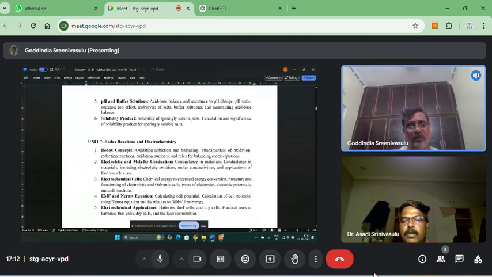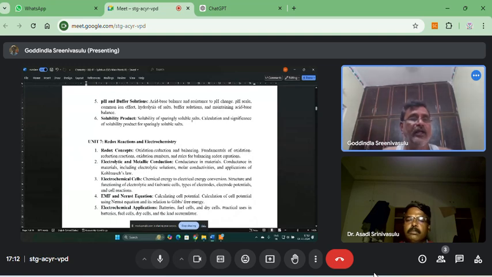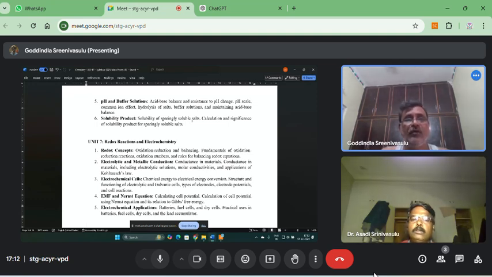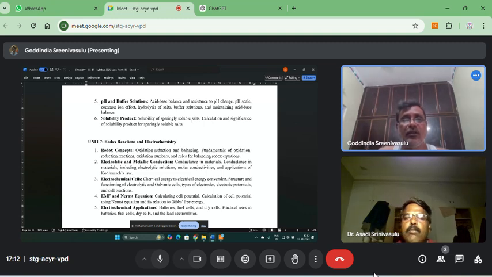Then pH. pH is a measurement of the concentration of the hydrogen ion. pH is equal to the negative logarithm of the H plus concentration. And a buffer solution is a solution which causes no change in the pH, even for small changes. So this is acid-base balance, resistance to pH change. The pH scale is between 1 and 14. 7 represents neutral, less than 7 represents acidity, more than 7 represents alkalinity.